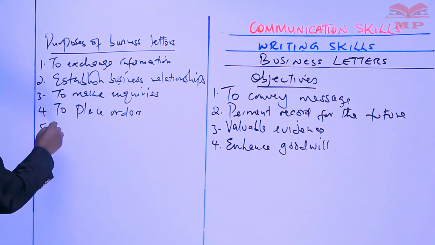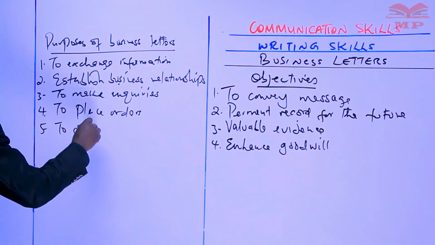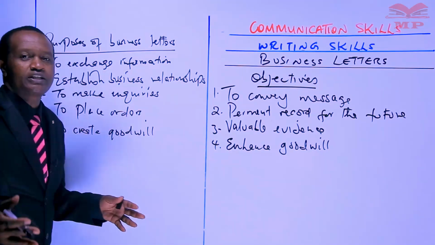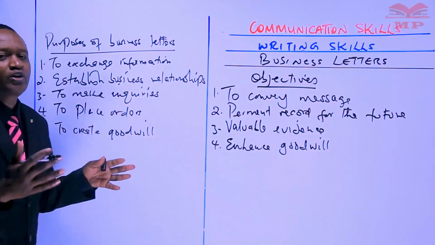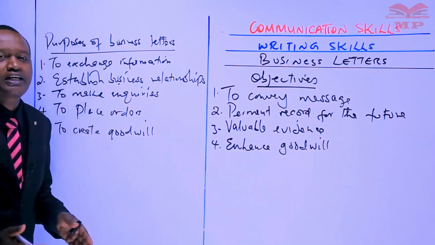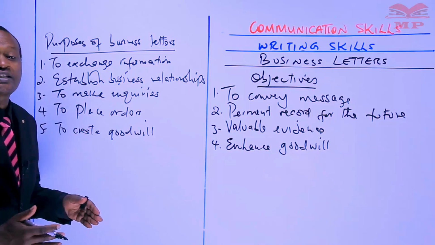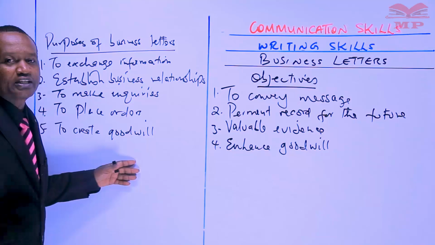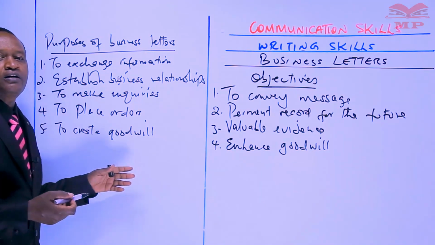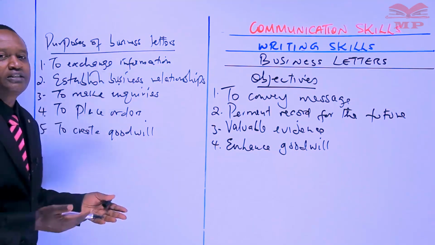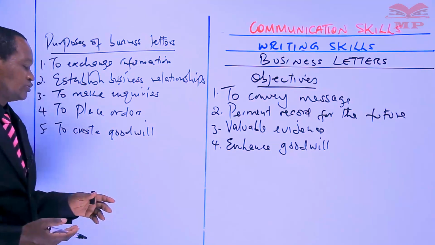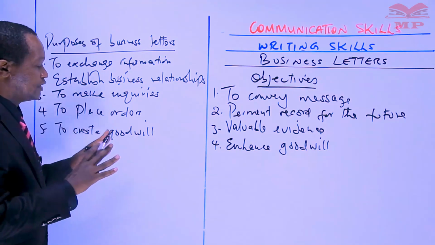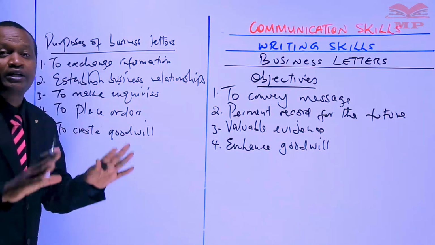Number 5 is to create goodwill. Business letters may be written to do what? To create goodwill. Now, candidates, goodwill is an important asset for any business. So businesses can create goodwill by writing letters like order confirmation letters, like inquiry letters, replying to inquiry letters, and so on. So by way of letters, the goodwill or the reputation of a business can be created.